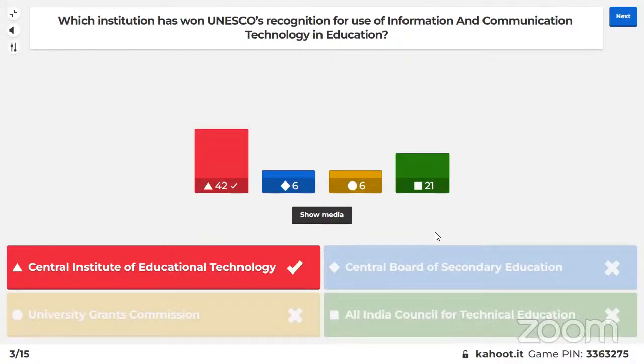So time's up. So the question was, which institution has won UNESCO's recognition for use of information and communication technology in education? The correct answer was Central Institute of Educational Technology. 42 of you have opted for the correct answer.